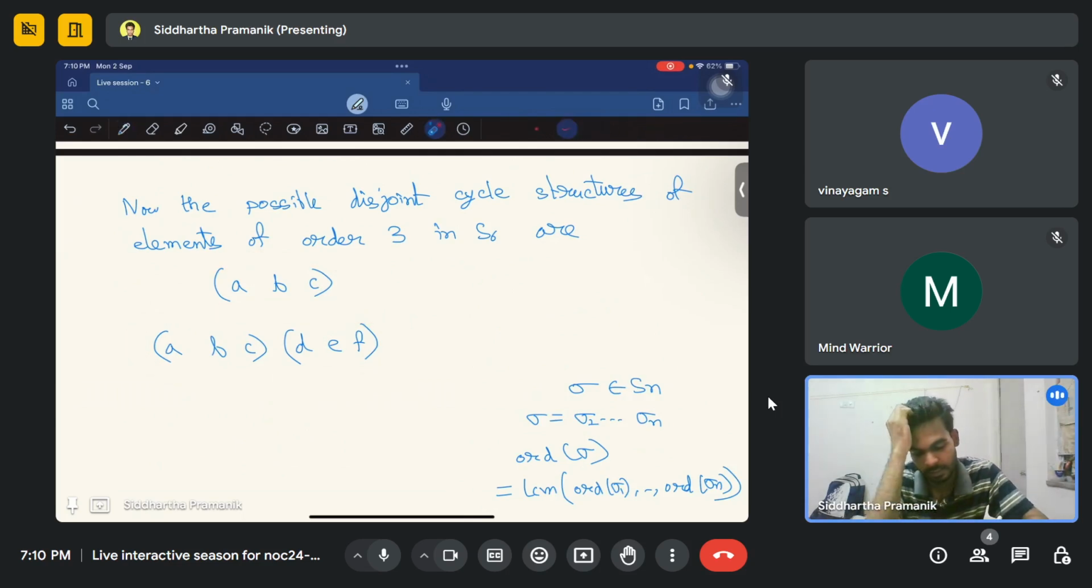So let's do this. Again, A has 6 choices because we are in S6. B has 5 choices, C has 4 choices. But this is a 3 cycle which can be written in 3 ways, so we need to divide by 3. So this is 6 times 5 times 4 by 3, which is 40. Is it okay?